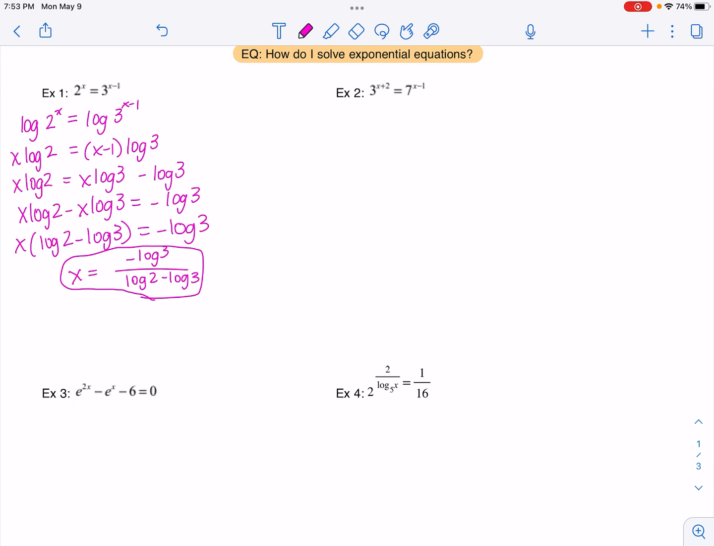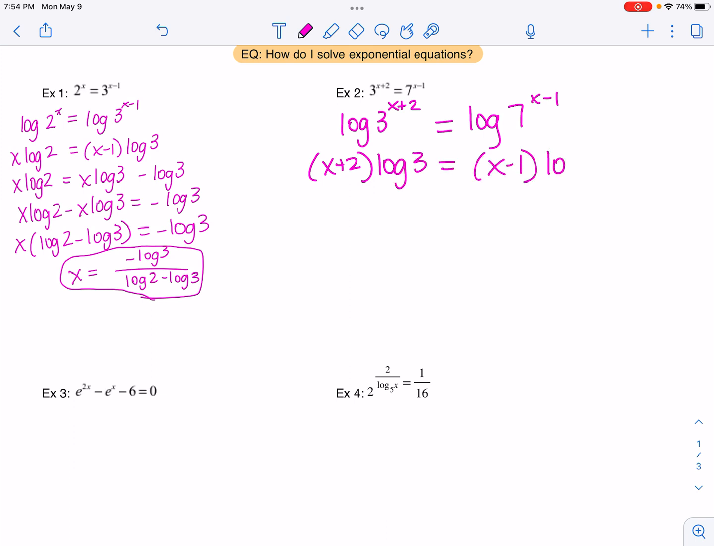Okay, so let's do it again here for example 2. I cannot rewrite my bases to be the same, so I'm going to take the log of both sides, or the natural log, it doesn't matter. And so now I'm going to apply that power property. Now I'm going to distribute the log of 3 to the x and the 2 and distribute the log of 7 to the x and the negative 1.